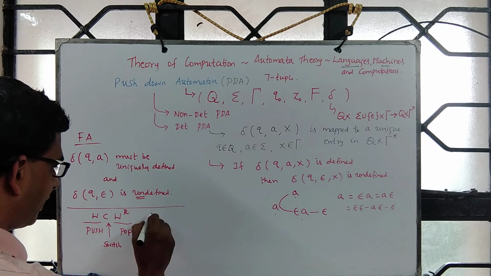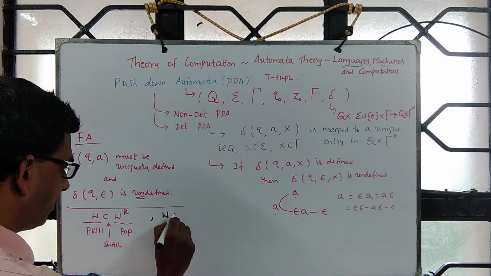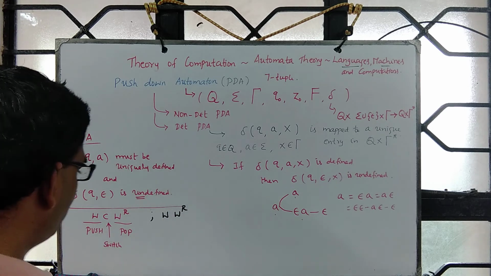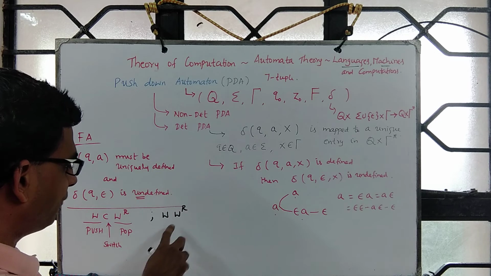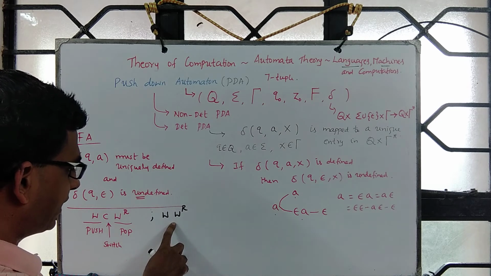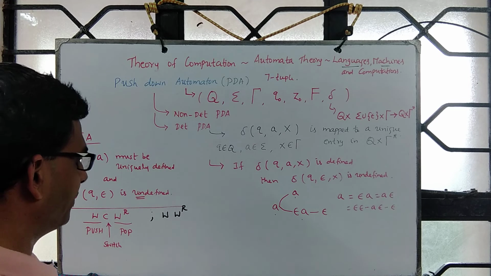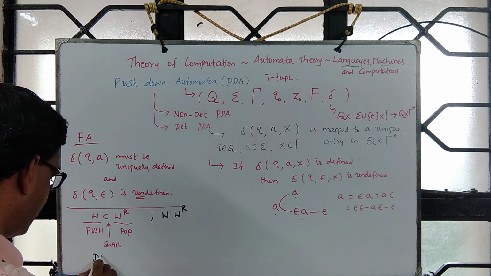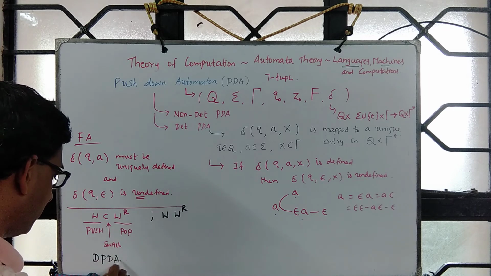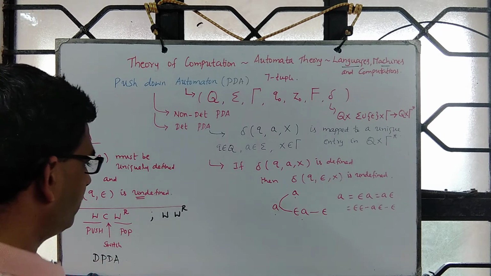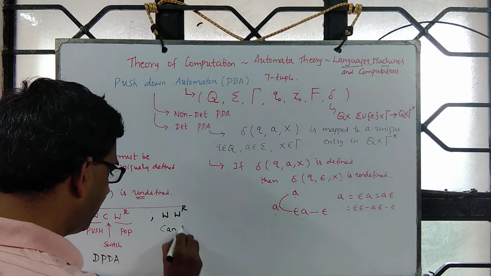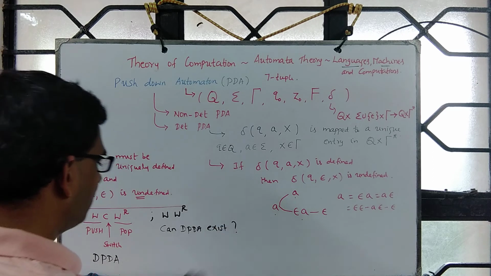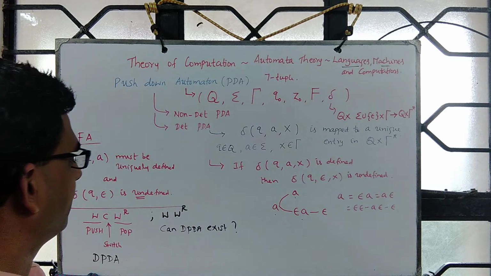Then towards the end, we asked, suppose I look at WWR, I drop C, and now can this model be taken forward to describe or to design an automaton for WWR? Fine. And this is deterministic in nature. So this is a deterministic pushdown automaton, so DPDA. Now the question is, can a DPDA exist for this?